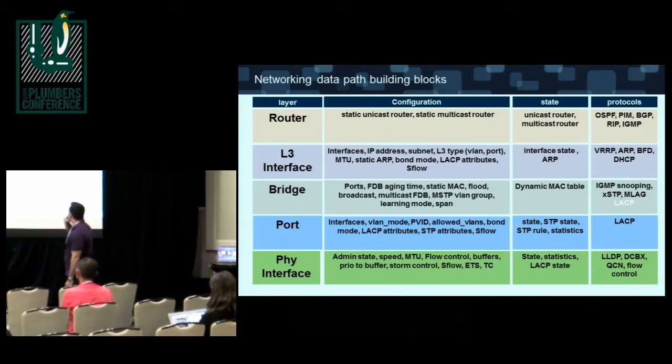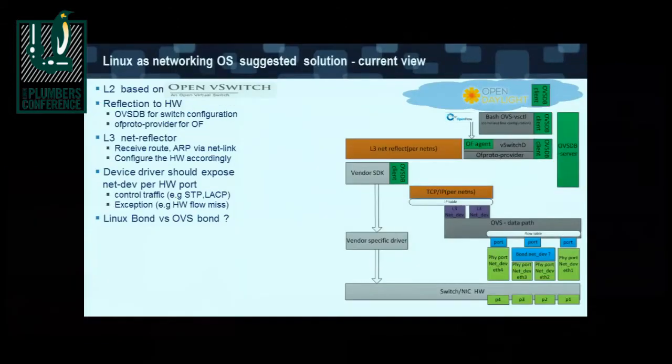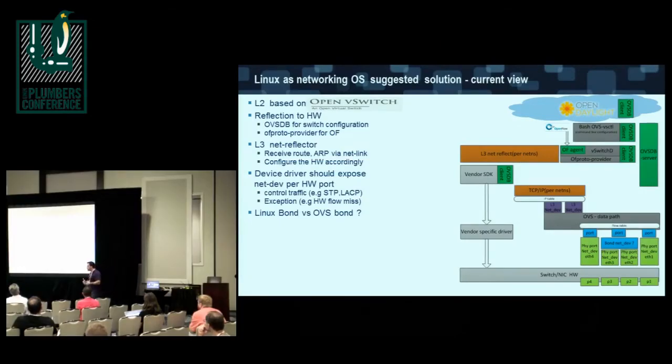Layer three interfaces are actually the router port interfaces. On that layer, we have the IP and the subnet of the interface, and VRRP, ARP, DHCP protocols that, for example, can be running on that layer of the network. And on top of it, we have the router, which has all the static and dynamic FDB, and all the routing protocols are correlated with this layer. So we see where we are trying to go, and this is a possible solution.